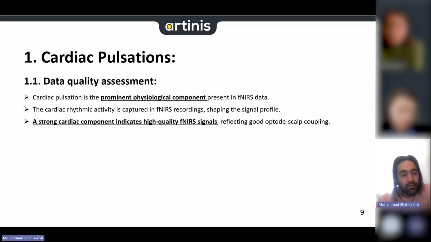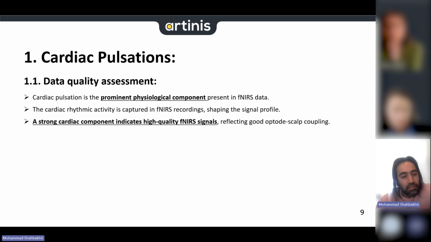So the first one, as I already mentioned, cardiac pulsation is the prominent physiological component present in NIRS. This is the strongest. And actually, cardiac rhythmic activity in NIRS is shaping the signal profile. So based on that, we can use this vulnerability for data quality assessment, which is really important when we are doing fNIRS data analysis, because we want to make sure data quality is good so we don't get false positives.